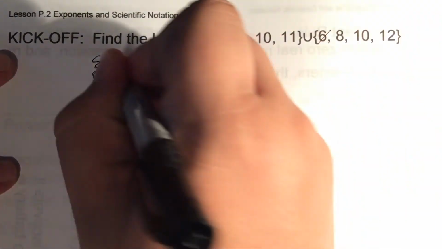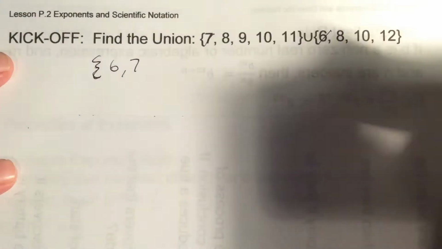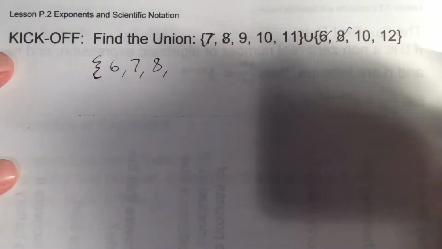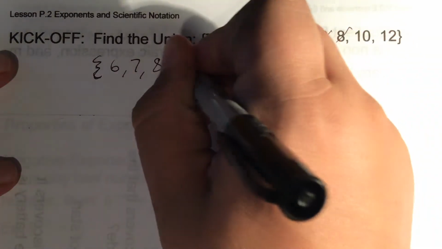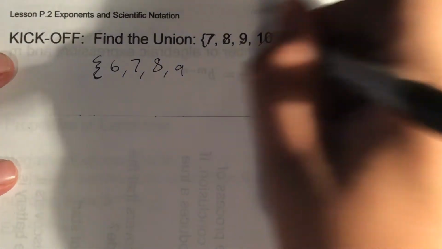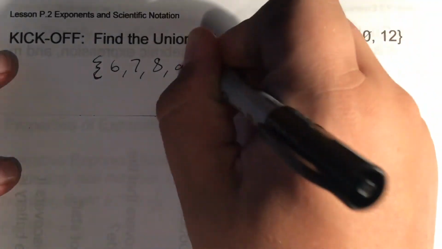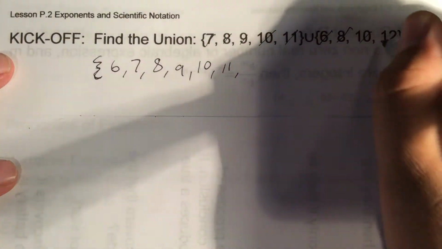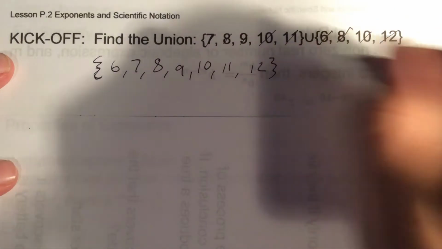There we go, marker working. So, starting with, we have 6 over here, 7. Now, both of them have an 8, but we only put it once. We have 9. Again, 10 in both, but we're only going to put it once. So we got an 11 and 12.